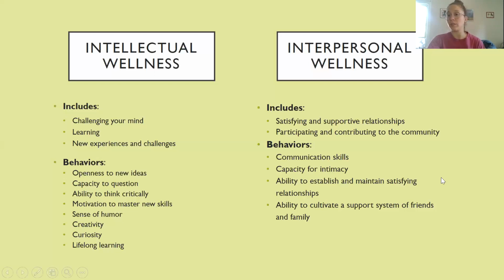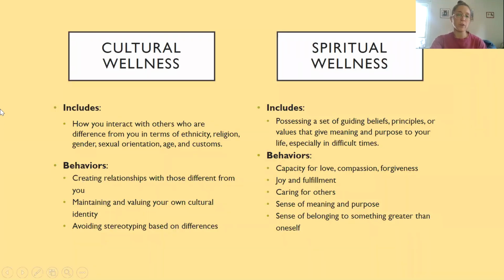Behaviors would be developing communication skills, developing a capacity for intimacy, developing the ability to establish and maintain satisfying relationships. So that would be relationships with friends, with roommates, with colleagues, with family, romantic relationships, platonic relationships, all of these things add together to create a web of interpersonal wellness. And the ability to cultivate a support system of friends and family. So this kind of ties back to emotional wellness, right? So if we have a support system and we have good interpersonal wellness, then that often lends to our emotional health.